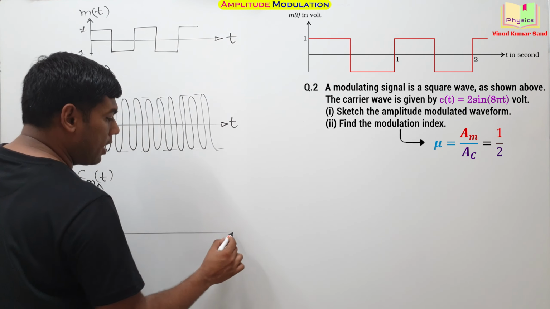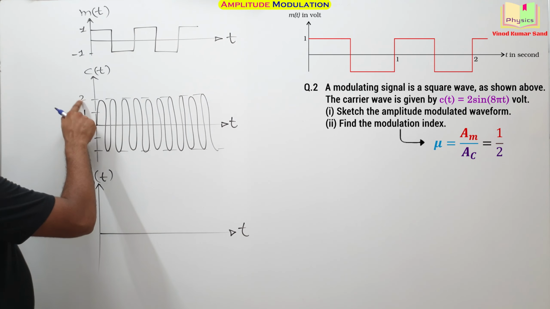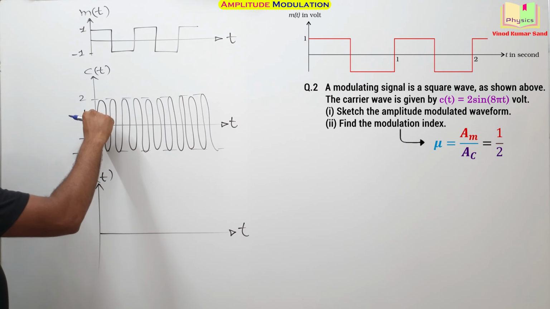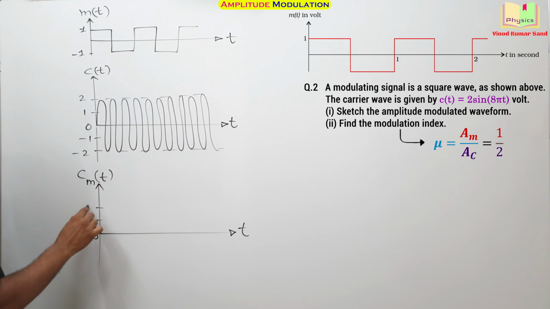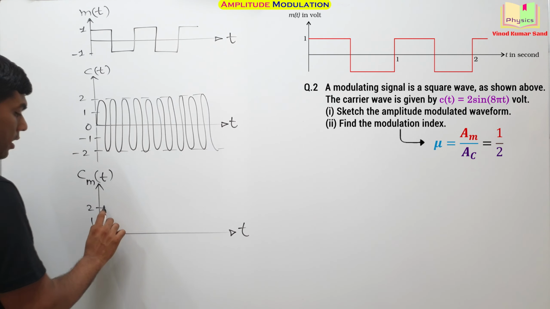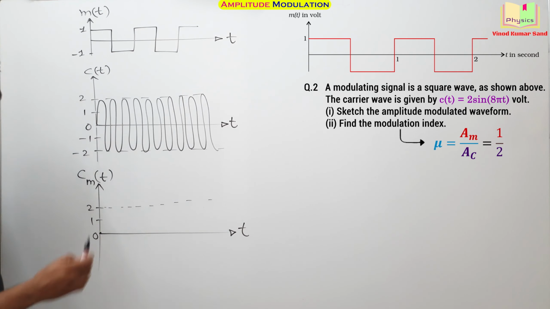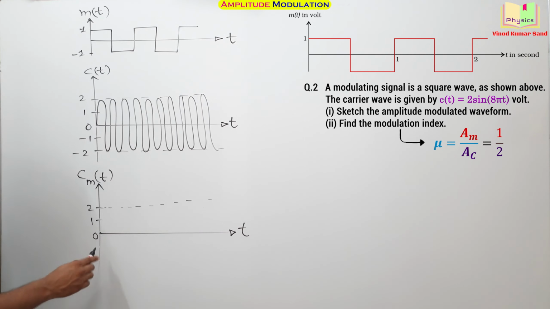Got it? Again, I am taking the time on the x-axis. Take the amplitude of the carrier. This is 2. So 1 and 2. 0, 1, 2. Okay. This is the reference for the unmodulated carrier peak. Same we do here, the 1 and then 2. So this is 1 with the negative sign, 2 with the negative sign.